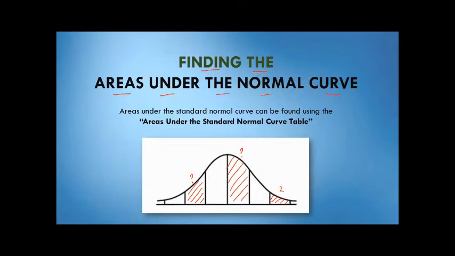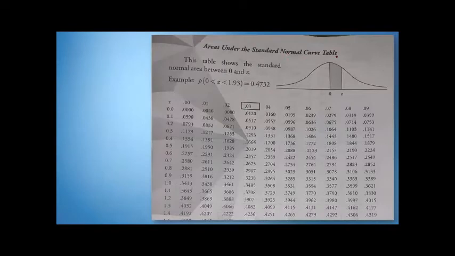Now, meron na tayong table na ginagamit para mahanap yung area. So, areas under the standard normal curve can be found using the table of areas under the standard normal curve. Tapos may illustration ng normal curve, tapos may example. So, nandito, meron tayong columns and row. So, yung first column is z-score.